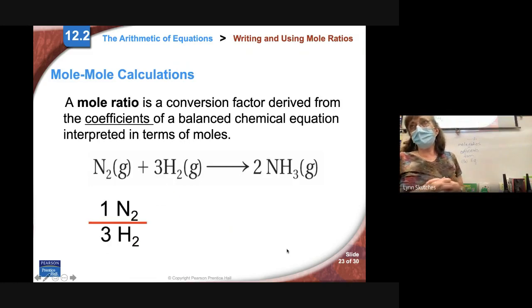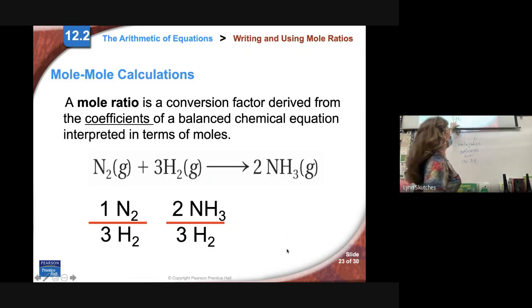So what kind of proportions can we get? Ratios are fractions or proportions, right? 1 nitrogen for every 3 hydrogens. Another way to read that is I will make 1/3 as many nitrogens as I have hydrogens.